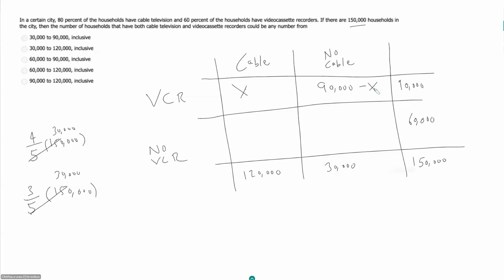So what do we know about X? X cannot exceed 120,000. It also can't exceed 90,000, so it's got to be less than both of those. And so 90,000 is the more limiting number there. Saying that X has to be less than 120,000 and 90,000 is really just the same as saying X must be less than 90,000. So that's one thing we know about X.